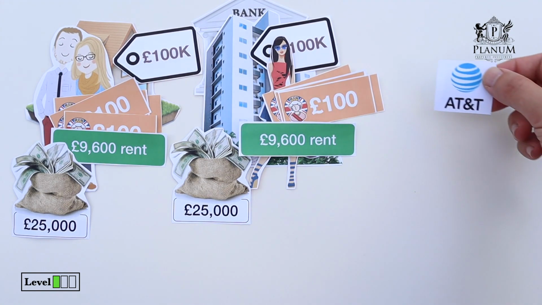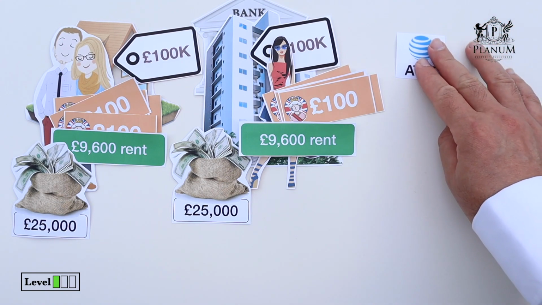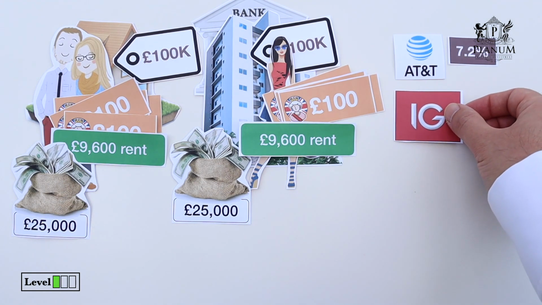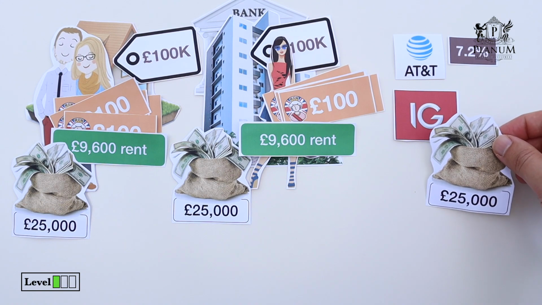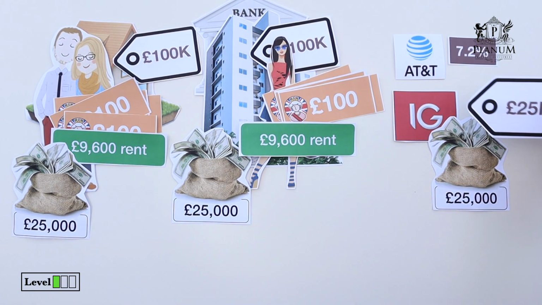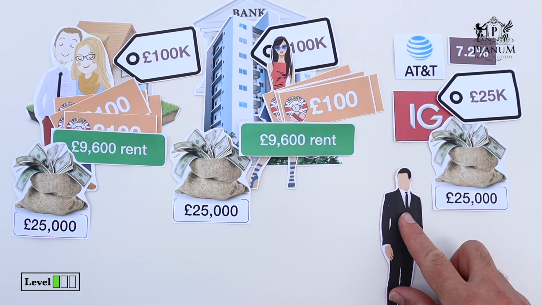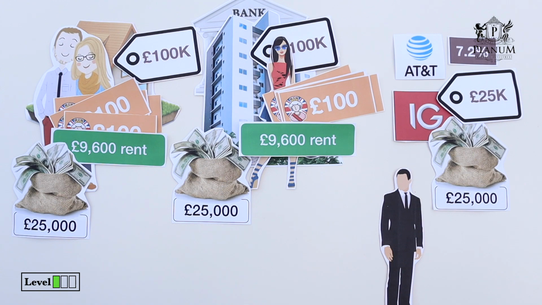Let's say your third option is to go to a stock market and buy a high dividend paying stock. For example, this company, which is paying around 7.2% dividend per year. So to do that, you go to a broker, pay them £25,000 and they will give you £25,000 worth of stocks. So then the question is, which one of these investments is the best for you?